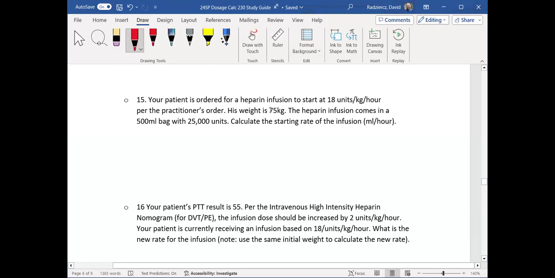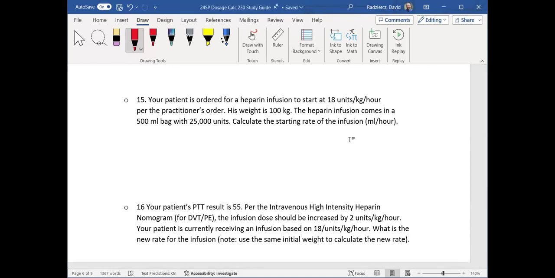So like I said, let me give this to you because I know you've probably worked on this. Let's just make this a 100K patient. Okay. So 500 mil, 25,000 units. Go ahead and solve for that question. Just type it into the chat. Once you get it, you can send it as a direct message if you don't want to share your answer. But if you want to share it to everyone, go ahead. And then I'll let you know if I get the same thing. It'd be good practice. Don't forget your units.